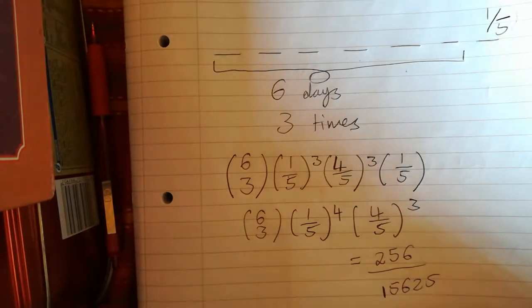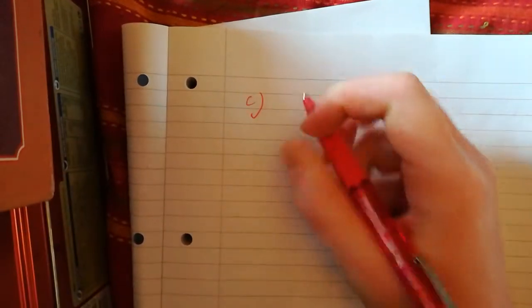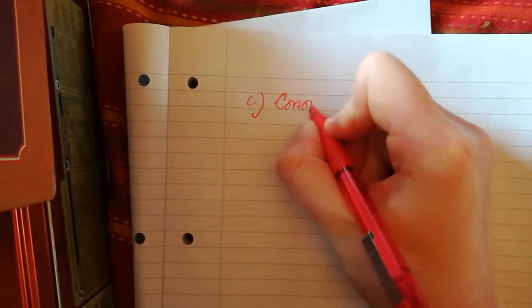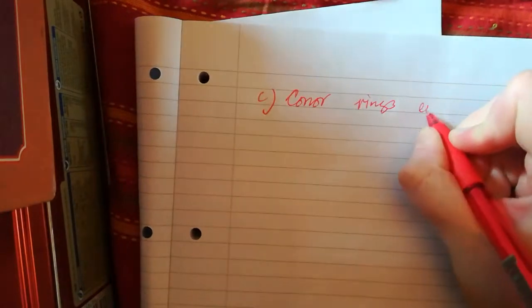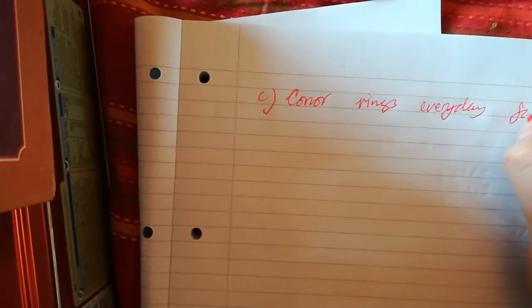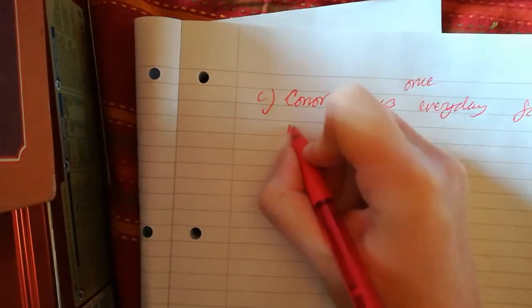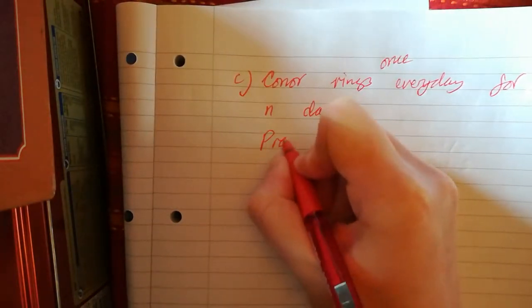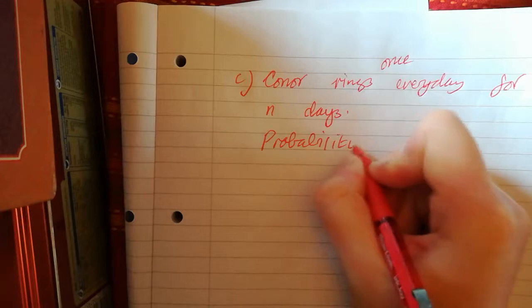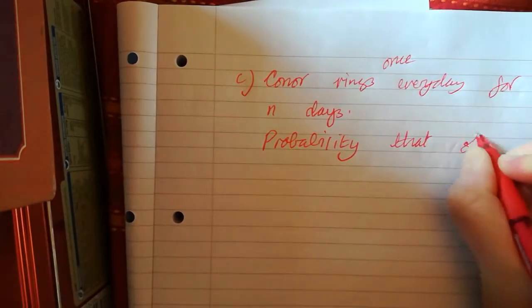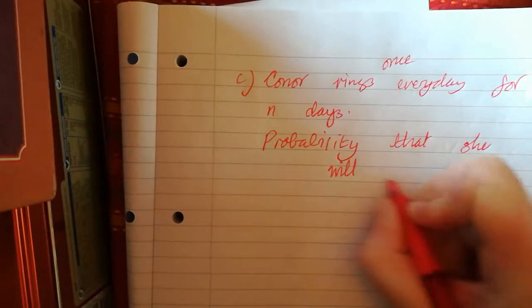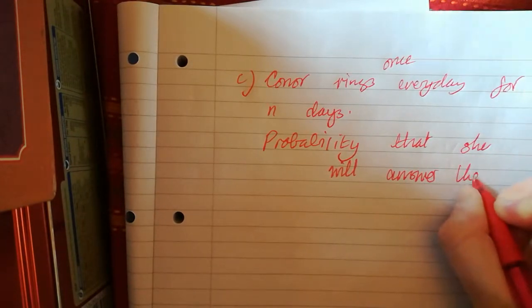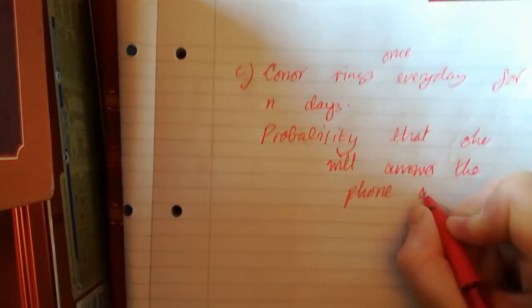So I'm just going to check. There's one last part of that question, and it says Connor rings her house every day. So Connor rings once every day for n days. They haven't told us how many days. Find, in terms of n, the probability that she will answer the phone at least once.